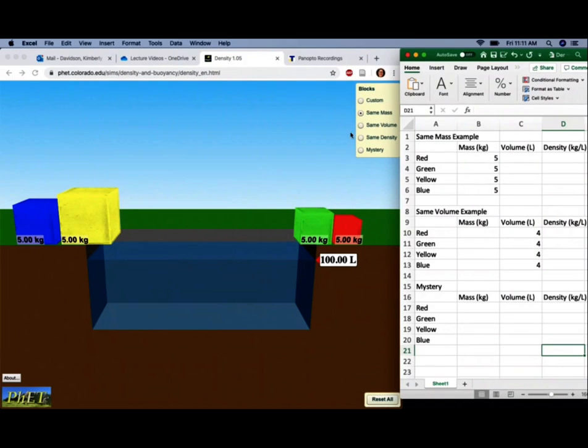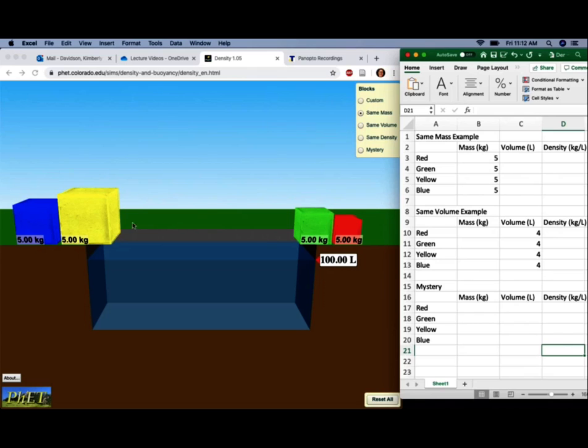On the right-hand side, I've chosen same mass, and the simulation has given me 4 different cubes, all with the same mass. And over here on the right, I have an Excel file, and I've set up some tables here. Initially, we're going to work on this same mass example, and figure out the mass, volume, and density for each of these different solid objects. Then we'll move on to a couple of other examples.